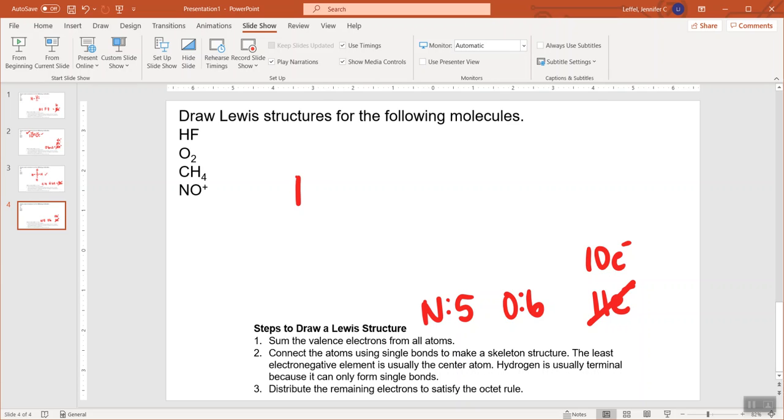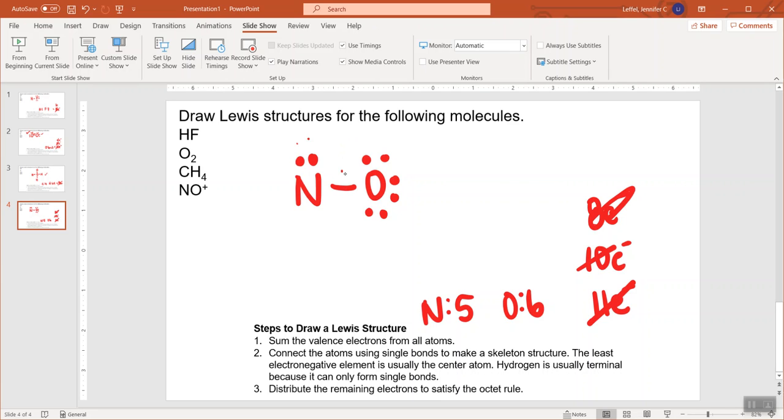So I'm going to go ahead and connect nitrogen to oxygen with a single bond. And when I do that, I've used up 2 electrons. So now I have 8 left. So I'm going to start placing those. 1, 2, 3, 4, 5, 6, 7, 8. Okay, I'm out of electrons. So now I need to see if everybody's octet is satisfied. And I can tell you that nitrogen is not. Nitrogen has these 2 up here, and then the 2 in the bond, which is a total of 4.